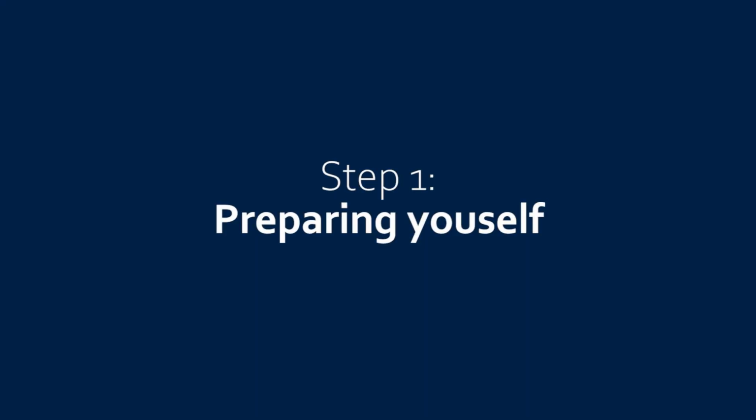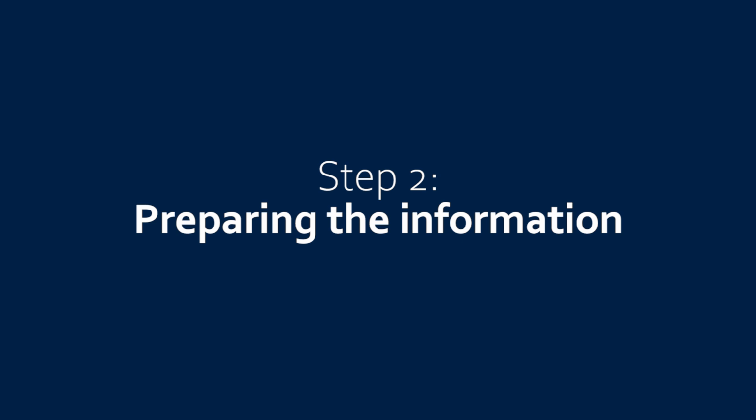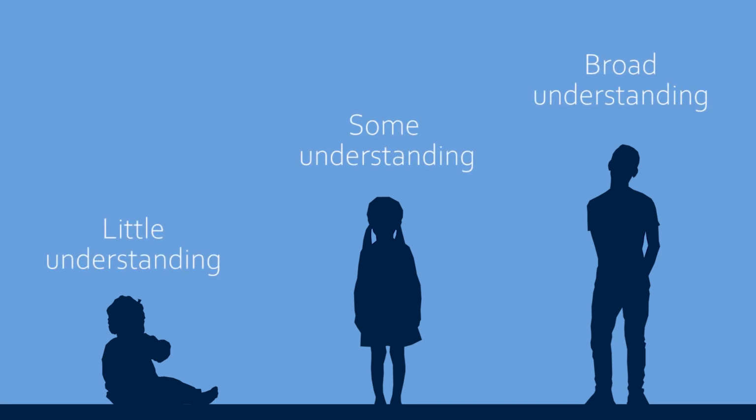Step 1. Preparing yourself. If there is another adult at home with you, it's probably helpful to share the news with them first so that you can talk to the children together. Take a few moments to breathe as slowly and deeply as you can to help you focus. Step 2. Preparing the information. Take a minute to think about what each of the children know about their relative's illness so far. How much do you think they understand about illness and death?